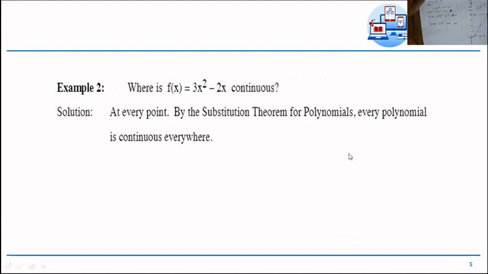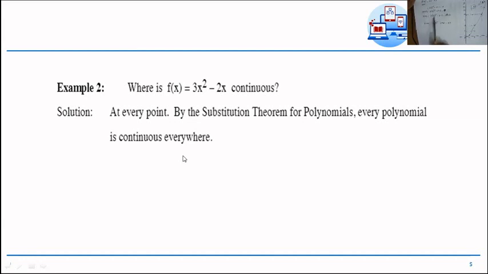At every point by substitution theorem for polynomials, every polynomial is continuous everywhere. Ito siya, no? The function of x equal to x squared minus 2x. If we're going to substitute as x approaches 1, our answer is 1. So 3 times 1 squared minus 2 multiplied by 1. So 3 minus 2, the answer is 1. Okay? So next, as x approaches 2, so substitute natin siya dito. 2 squared is 4 by 3 is 12 minus 2 by 2 is 4. So 12 minus 4, we have 8.